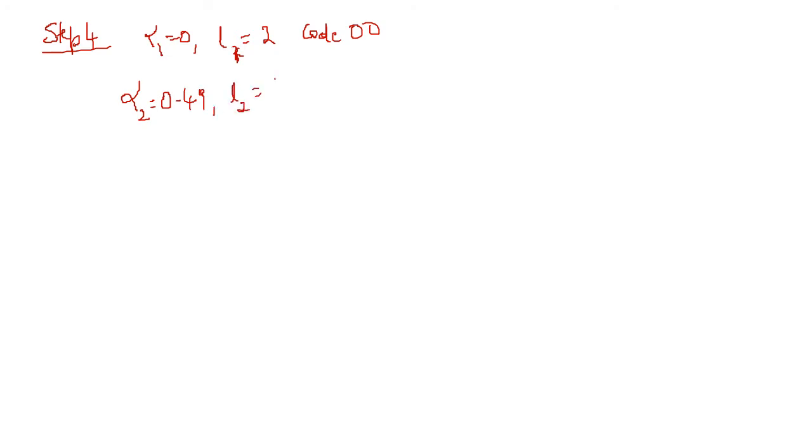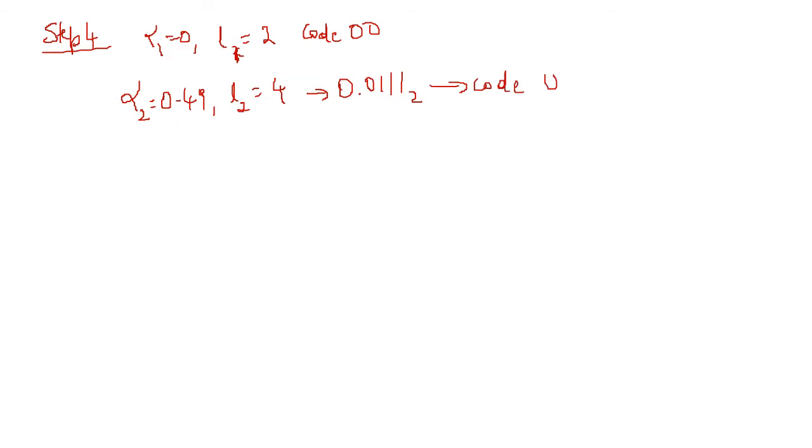Next step 4 is converting the alpha i's into the respective binary value. We know alpha 1 is equal to 0 and we have got L1 as 2. Therefore, the code for the first symbol will be 00. Next, we have alpha 2 equal to 0.49 and L2 equal to 4. So we will convert it into binary. The value we get in binary is 0.0111, and we will take the code word directly from this, which should be of length 4.